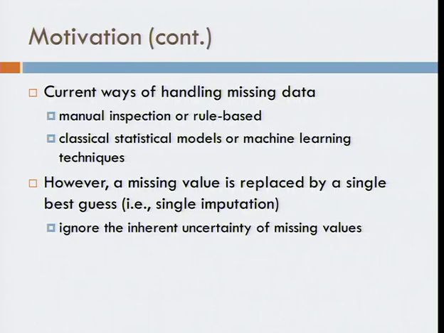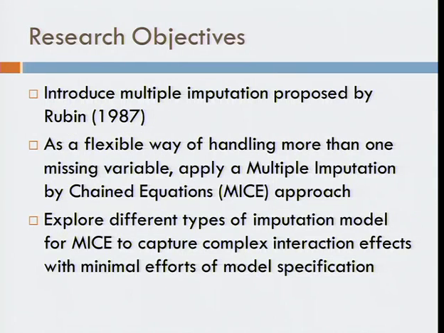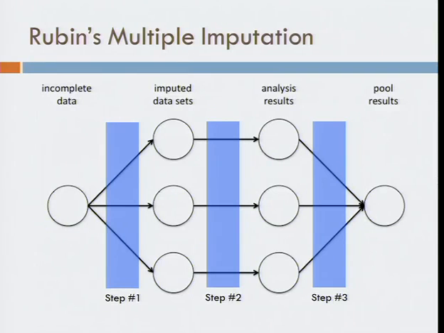However, this current approach is essentially single imputation. In other words, we replace a missing value by only a single best guess. So we ignore the inherent uncertainty of missing values. Based on this motivation, we introduce multiple imputation, proposed by Rubin in 1987, as a flexible way of handling multivariate missing variables. We apply the MICE approach. We also explore different types of imputation models embedded in MICE to capture complex interaction effects with minimal efforts of model specification.